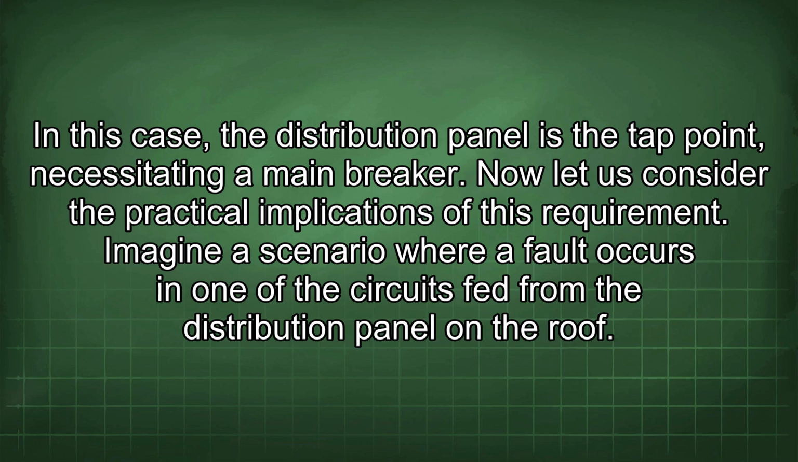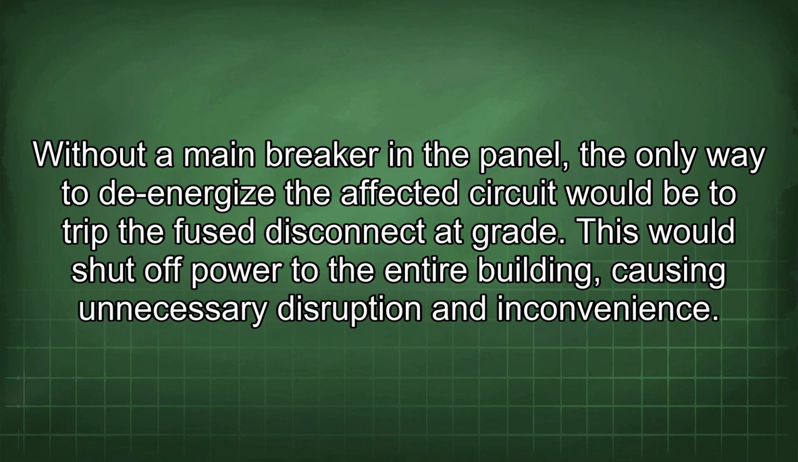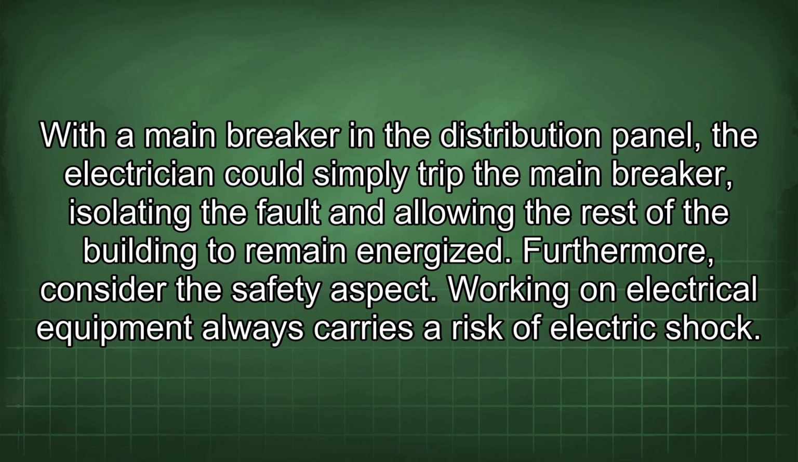Imagine a scenario where a fault occurs in one of the circuits fed from the distribution panel on the roof. Without a main breaker in the panel, the only way to de-energize the affected circuit would be to trip the fuse disconnect at grade. This would shut off power to the entire building, causing unnecessary disruption and inconvenience. With a main breaker in the distribution panel, the electrician could simply trip the main breaker, isolating the fault and allowing the rest of the building to remain energized.